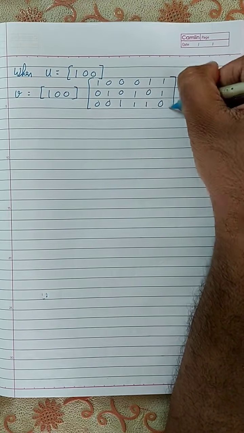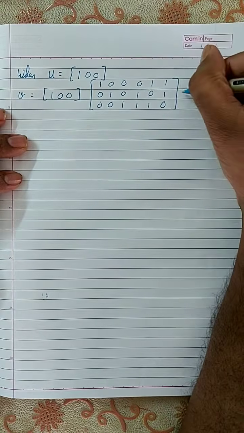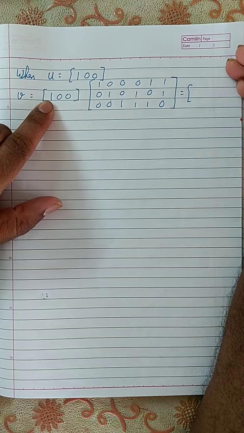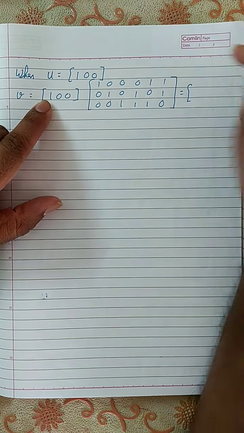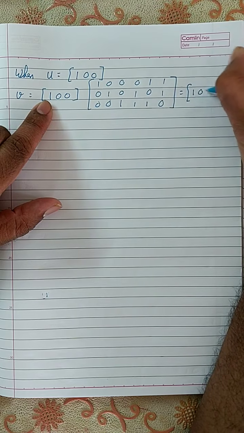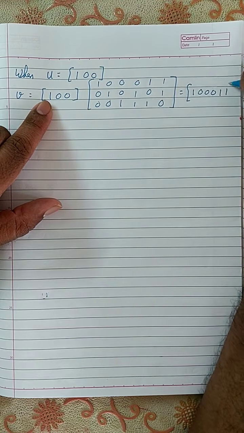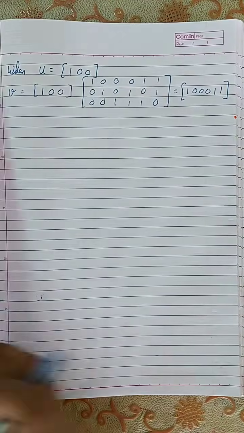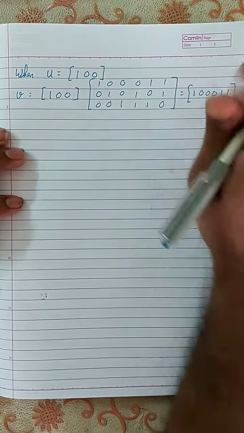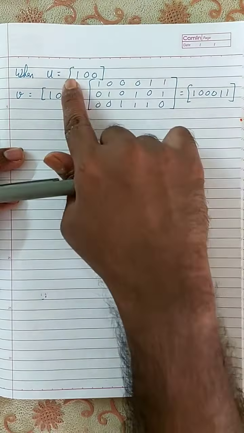Okay, and here you will get the answer as, that is, only the first element is 1, which means simply copy the answer of the first row, which is 1 0 0 0 1 1. Okay, 1 0 0 0 1 1. This is the fifth code word of the fifth message.